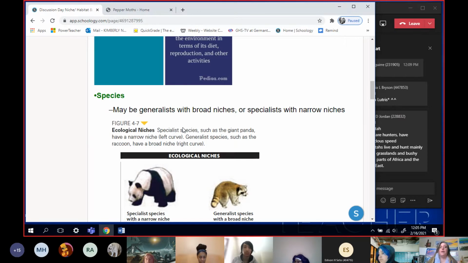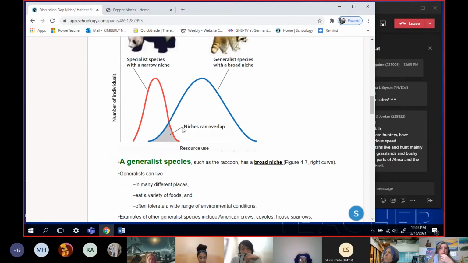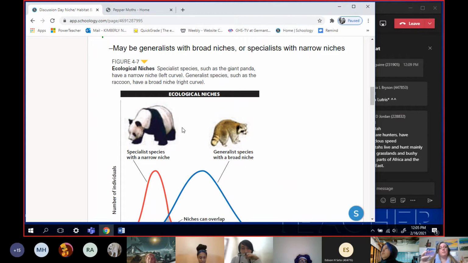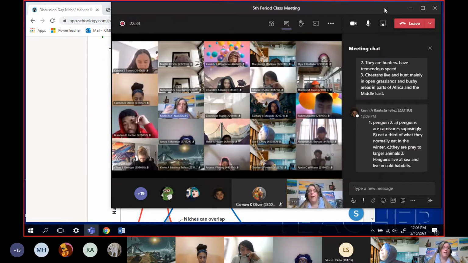The best example to get you started with is some human examples. The one they use in the book is the panda and the raccoon, and I'm going to come back to that in just a second. But some ideas about generalists and specialists. Let's think of human examples like doctors. A general practitioner is the guy you go to when you're just randomly sick.